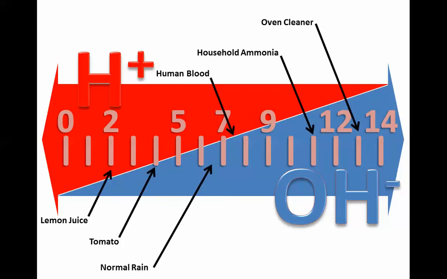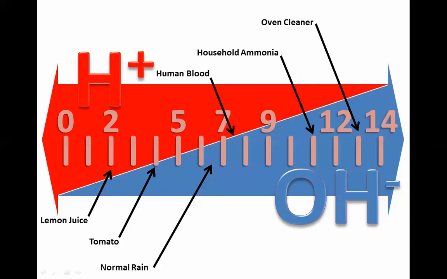Just for reference, normal rain has a pH of about 6.5, so it's just slightly acidic, whereas human blood has a pH of about 7.3, just slightly basic. Tomatoes have a pH of around 4, and lemons have a pH of around 2, whereas household ammonia has a pH of about 11, and oven cleaner a pH around 13.